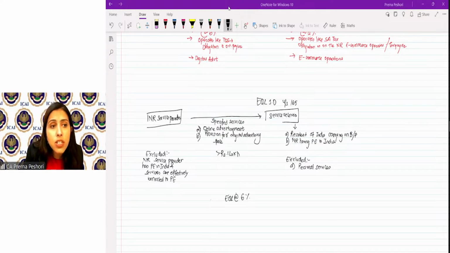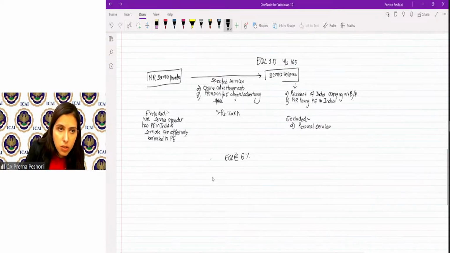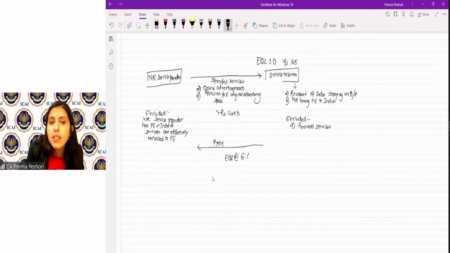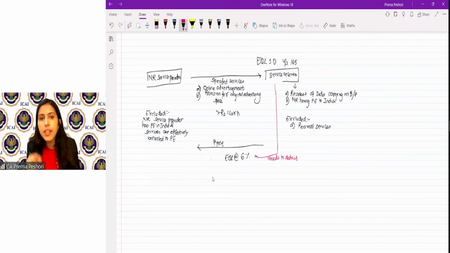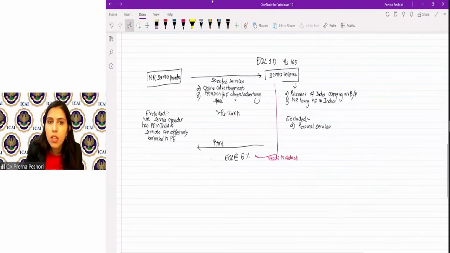Now, equalization levy, as I said, will also be applicable on the payment being made by the service recipient. So the obligation will be on the service recipient, who needs to deduct the equalization levy at the rate of 6%. Yes or no, students?